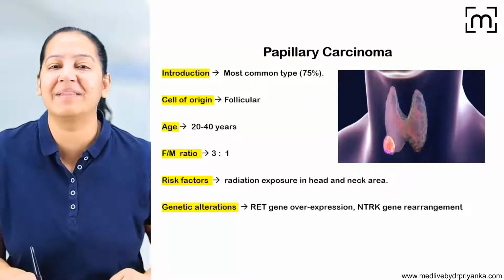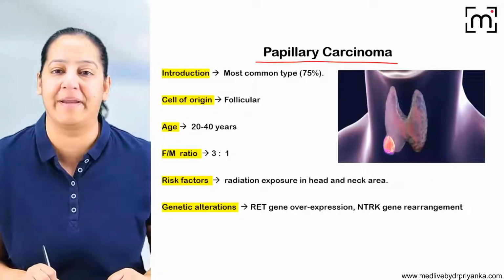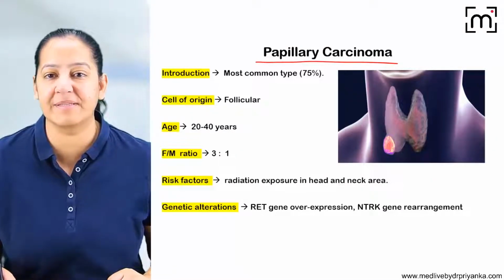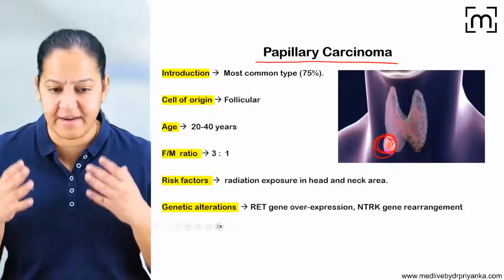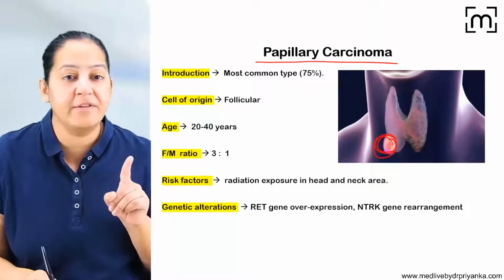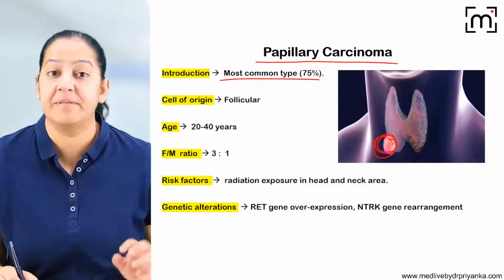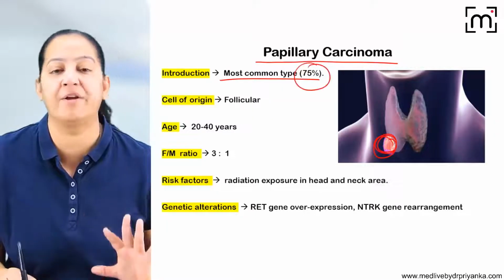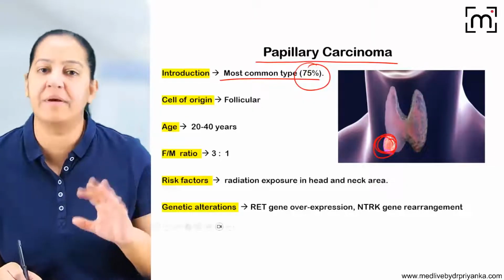Let's start the first one, that is papillary carcinoma of thyroid. Here we are going to discuss the papillary carcinoma of thyroid. It can occur anywhere on the thyroid. In the introduction you have to write this is the most common type. 75% of the total thyroid tumors are papillary only. This is the most common type among the four.